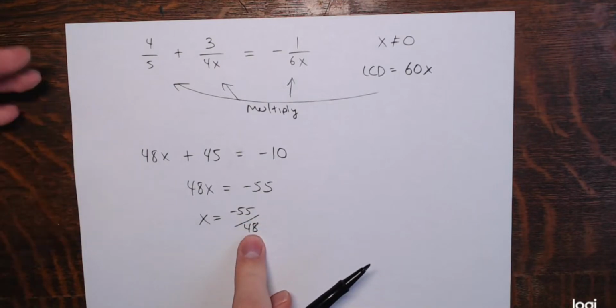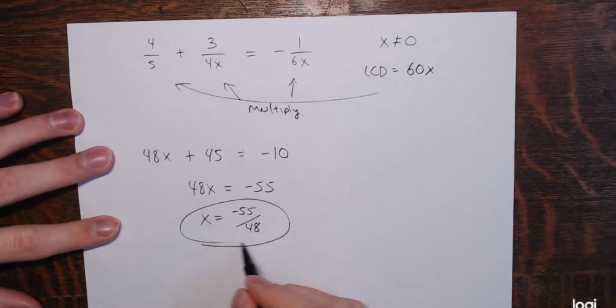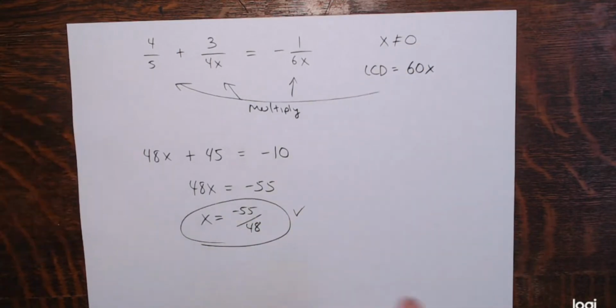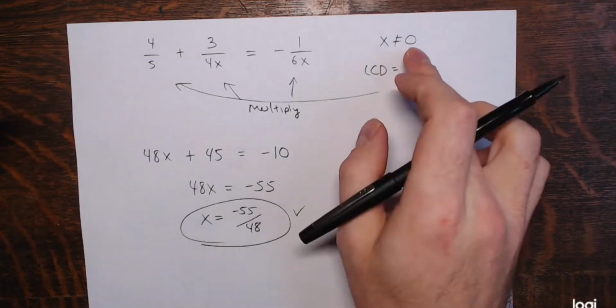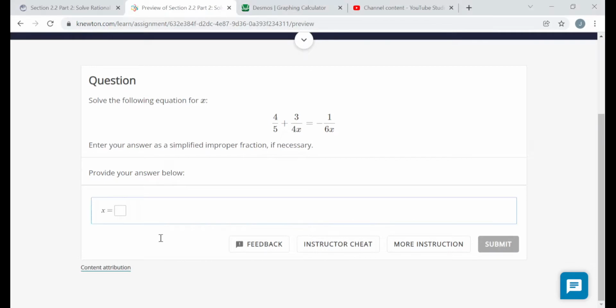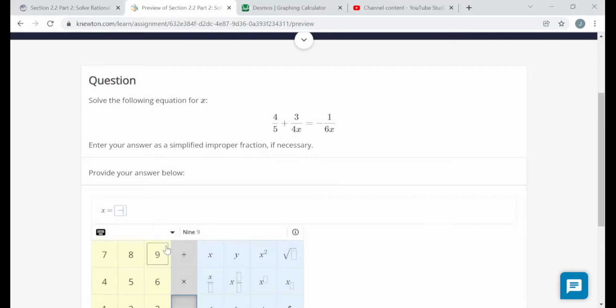5 and 11 don't go into 48. So this is as simple as that gets. And check it. It's not 0, so it should work. If you're doing everything correctly and it's not one of those restricted numbers, it should work. So the solution to this equation is negative 55/48.